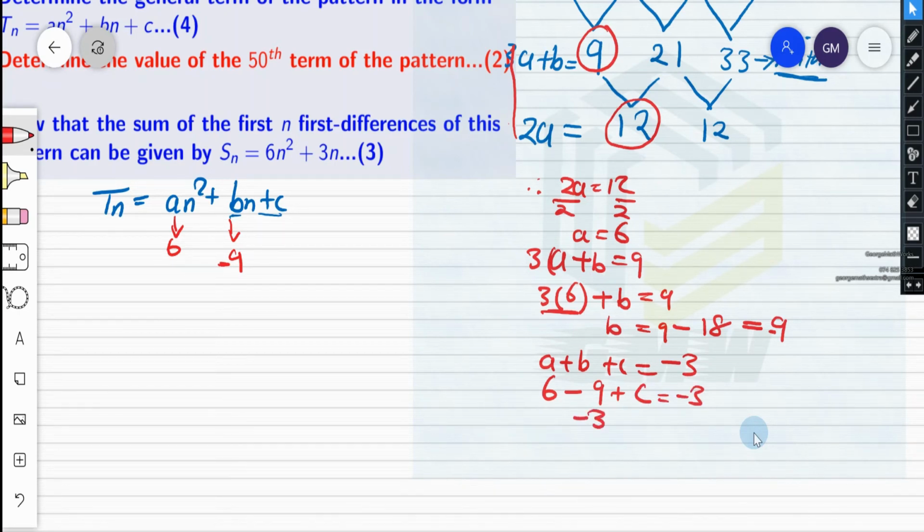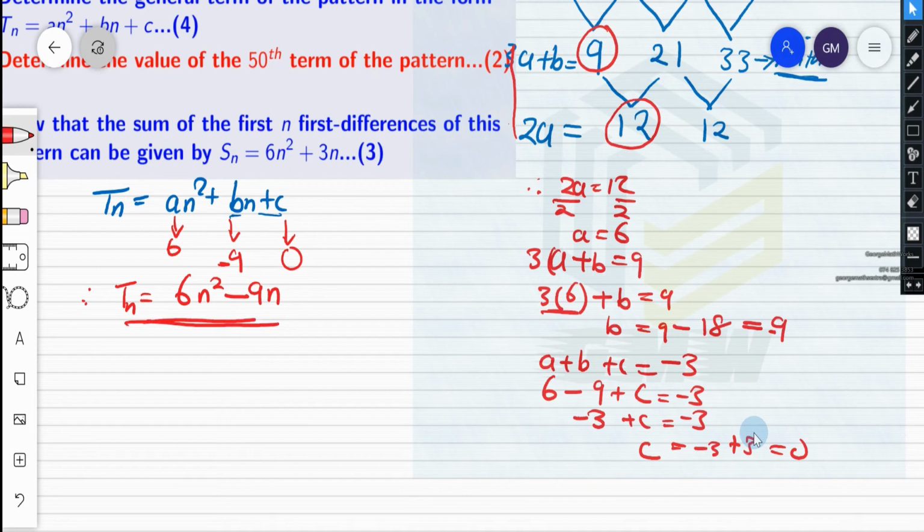Now here you get 6 minus 9, then plus c is equal to minus 3. In the end, c is equal to minus 3 plus 3, which is equal to 0. So I have found my c as 0. Therefore, my Tn here is equal to 6n squared minus 9n plus 0. So I have answered that question and I get 4 marks for that.